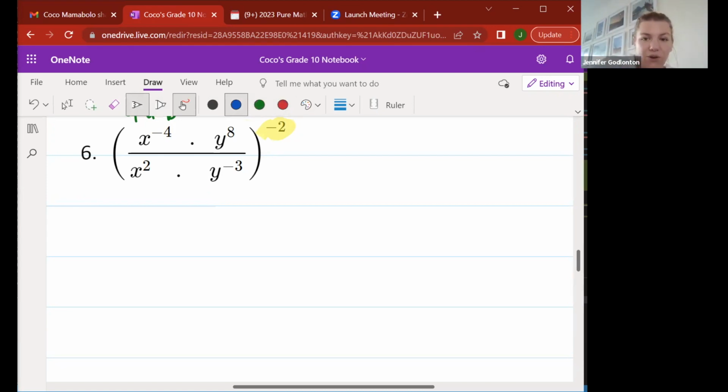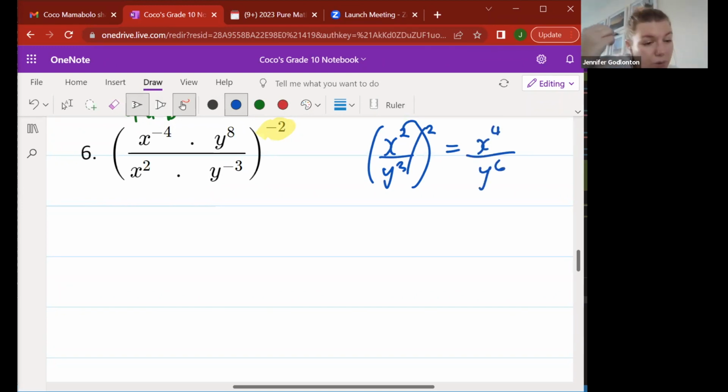In this question, we know that if we had x squared over y cubed, and that was to the power of 2, we're going to multiply that 2 into both of them. So that would be x to the power of 4 over y to the power of 6. We're going to use that same logic now. So what is negative 4 times negative 2?